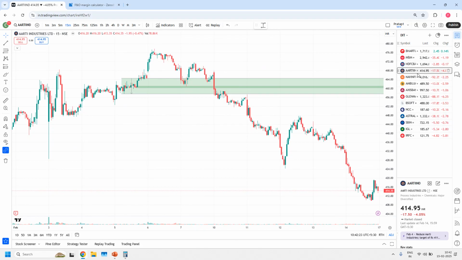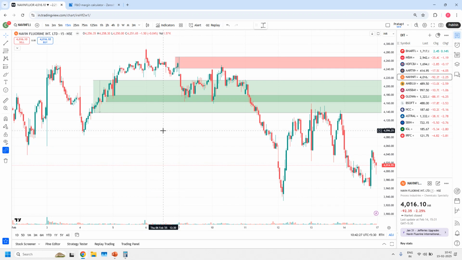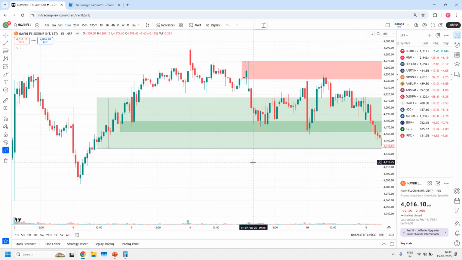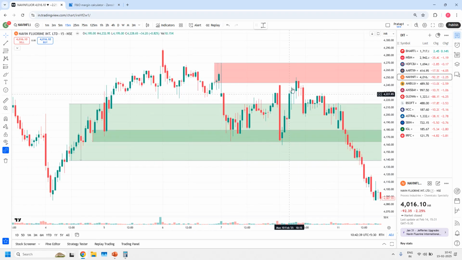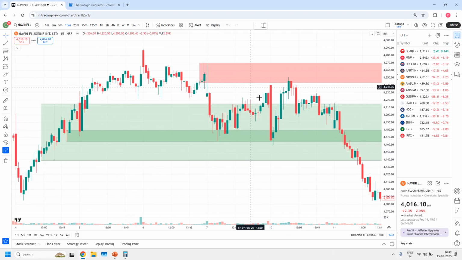And the next one is Navin Fluorine. See, here is the importance. Navin Fluorine actually reached the target. Slightly pierced, within the stop buffer it will be there, but reached the target. You may say it is a tested zone. Yes, it is a tested zone. Even then we take the trade.